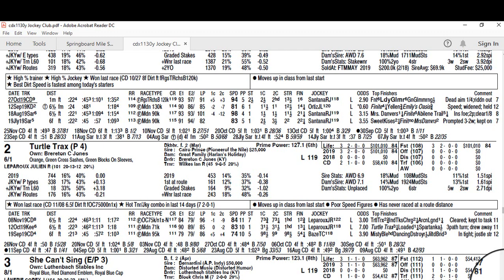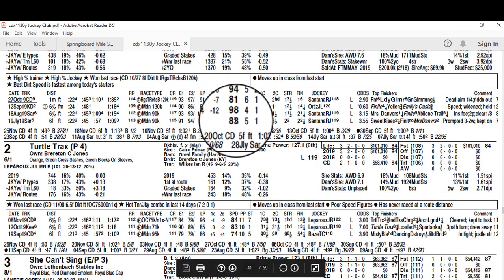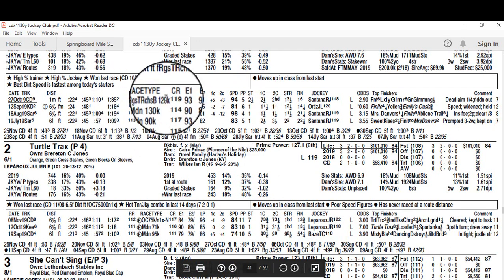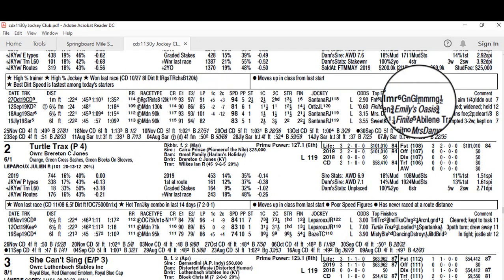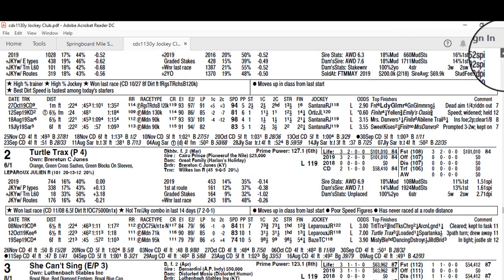And then in future videos, we're going to break down these numbers, these pace numbers, these speed numbers, this race rating, those sorts of things that are specific to Brisnet Ultimate PPs, or Ultimate Past Performances. So stay tuned.